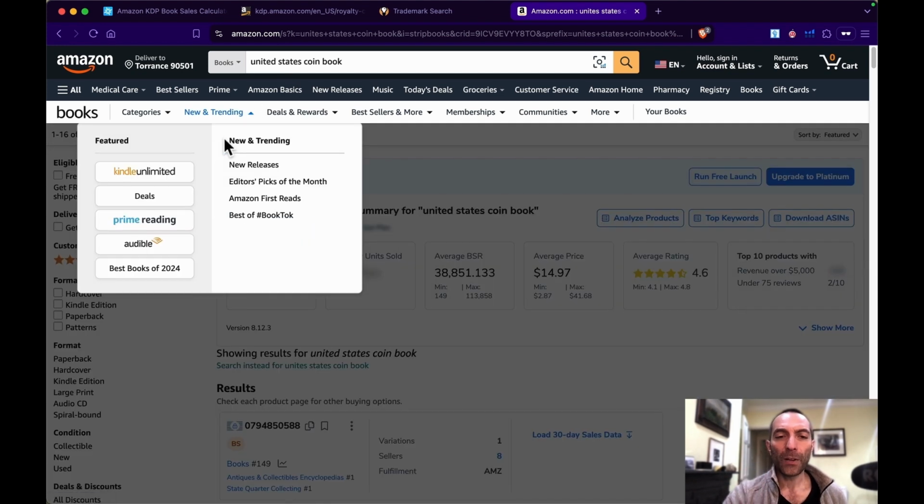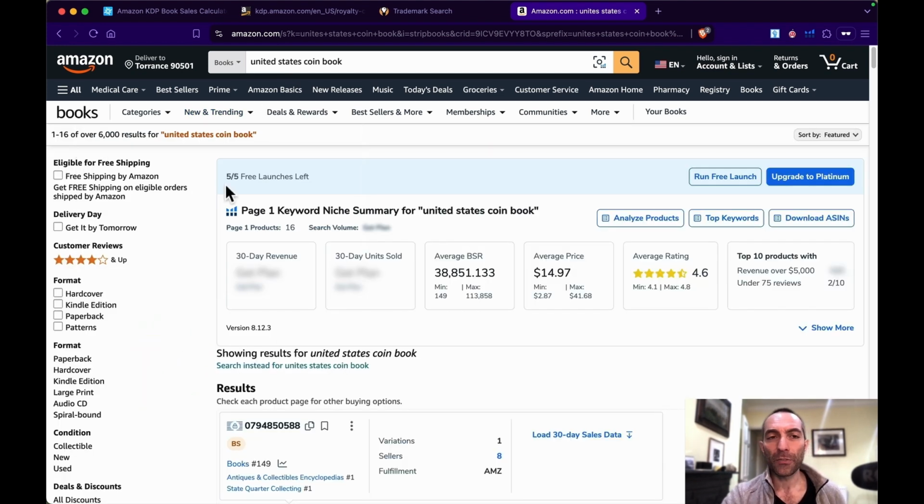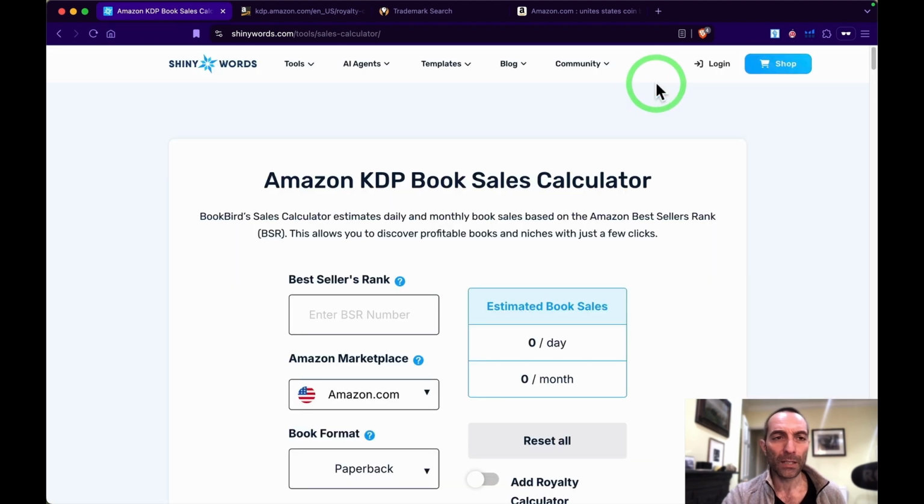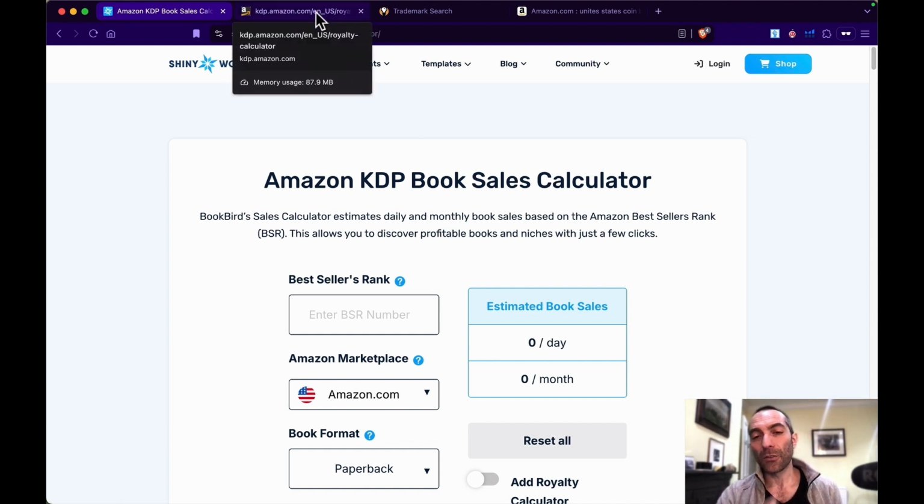Now, in order for me to find out if a keyword is profitable, I'm going to use a couple of tools. One is this website called Amazon KDP Book Sales Calculator from shinyword.com. I've got no affiliation whatsoever with them, so it's not like you're doing me a favor, but I'm using them because they're very, very accurate, so I suggest you use it too. That is the most accurate that I could find.